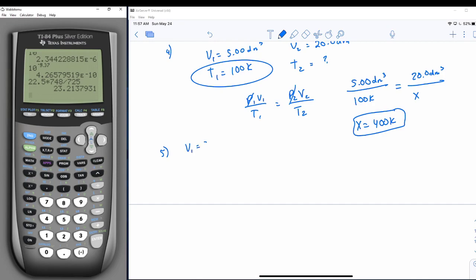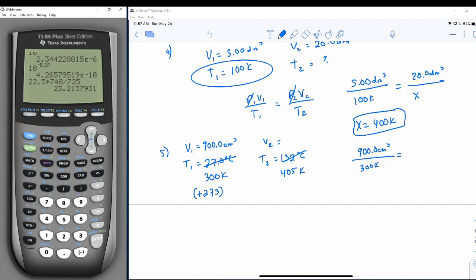Okay, 5. A gas occupies 900 centimeters cubed at a temperature of 27 degrees Celsius, which is 300 Kelvin, because you always add 273 to it. So notice I convert right away so I don't end up accidentally using my temperature in Celsius. What is the volume at the temperature of 132 degrees Celsius, which is 405 Kelvin? So then this is 900 centimeters cubed over 300 Kelvin is equal to X over 405 Kelvin. And X ends up being 1,215 centimeters cubed.